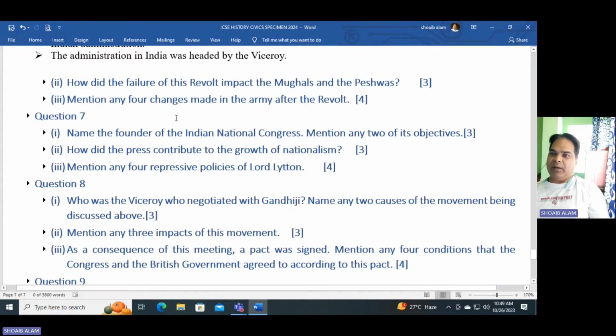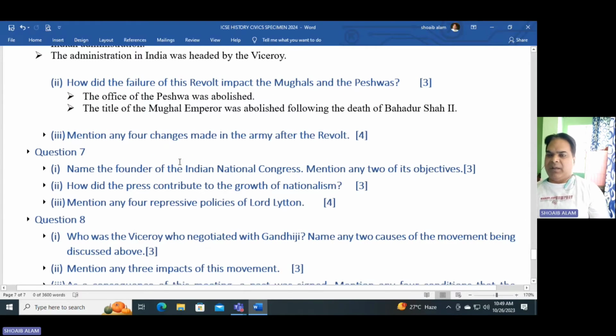How did the failure of revolt impact the Mughals and the Peshwas? So what happened to the Peshwas here? Very simple. As you know, Peshwa took active part in the revolt. Later on, he fled away to Nepal, and the office of Peshwa was abolished. Then the title of Mughal emperor was abolished following the death of Bahadur Shah II. What was the impact? He was deported to Rangoon, and after his death, what happened?